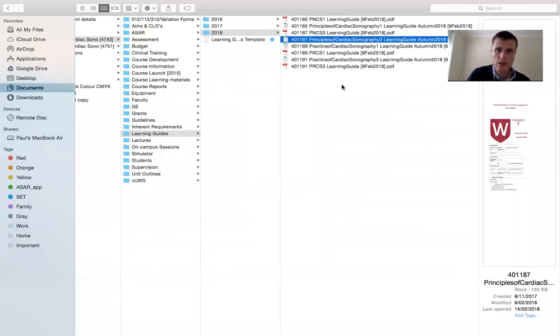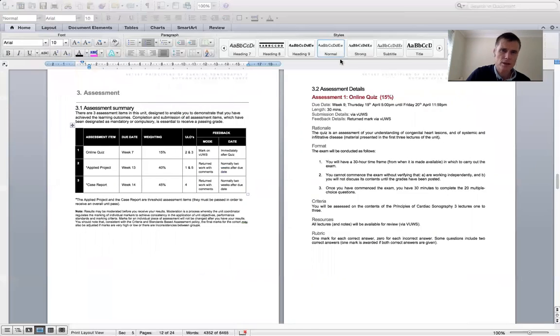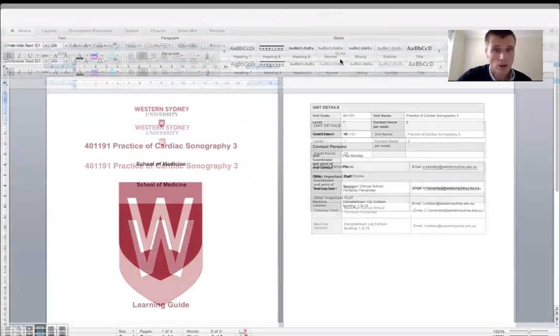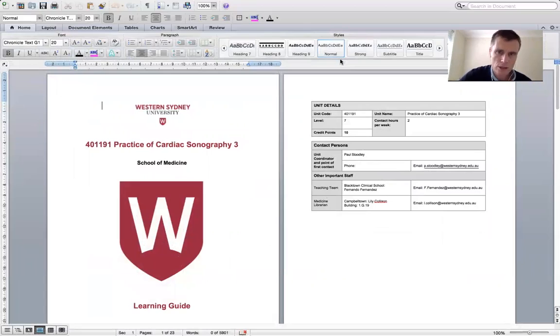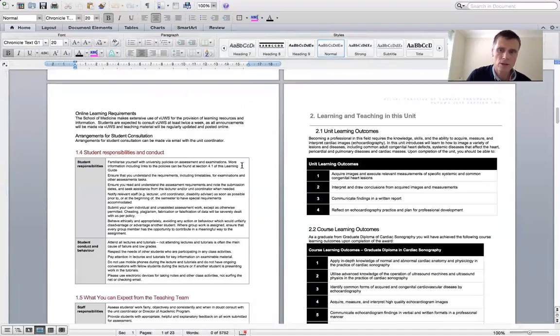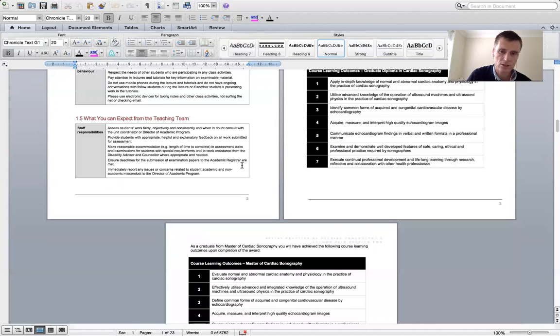Let me go through the assessment items for Practice of Cardiac Sonography 3. So again, I'm going to just go to the learning guide, which is something that you will be able to access via Views, and I'll scroll down past all the other information in the learning guide, such as the schedule of activities, right down here to assessments. And you'll see that for the Practice of Cardiac Sonography, there are 4 assessment items.